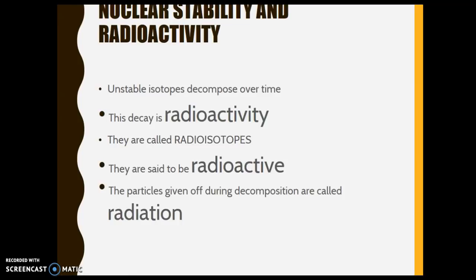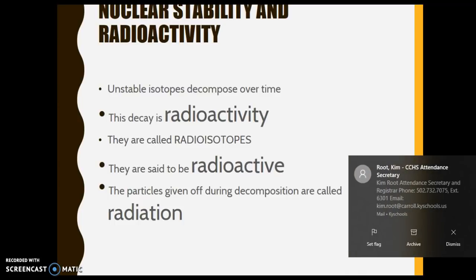So again, unstable isotopes, they will decompose over time. We call that process of decomposition radioactivity. Isotopes that go through radioactivity are called radioisotopes. So that means that they are unstable and they will decompose over time. An adjective you could use to describe them would be that they are radioactive.